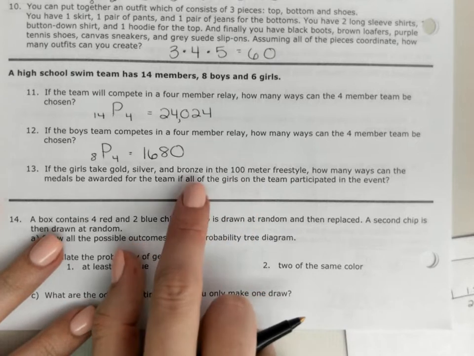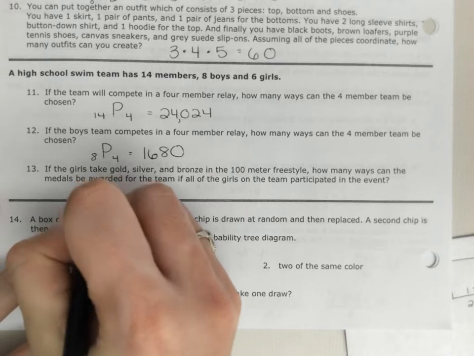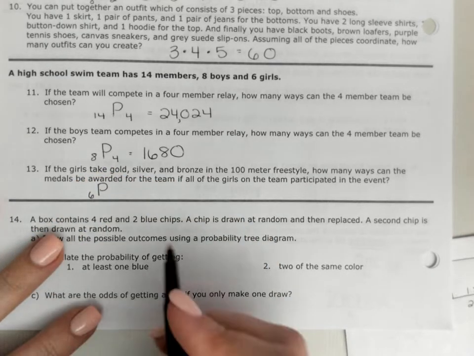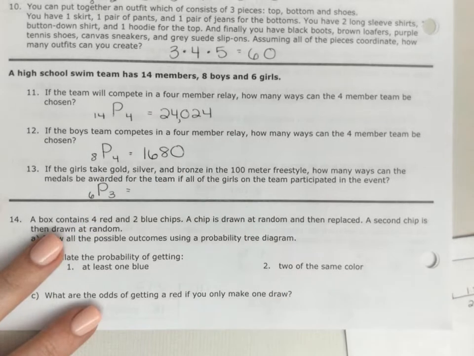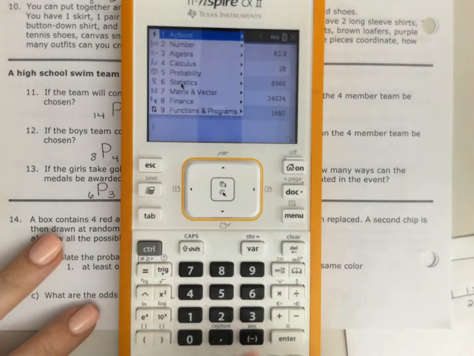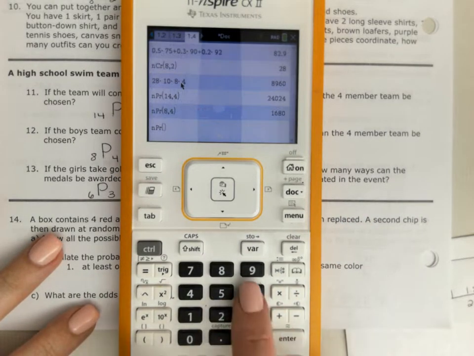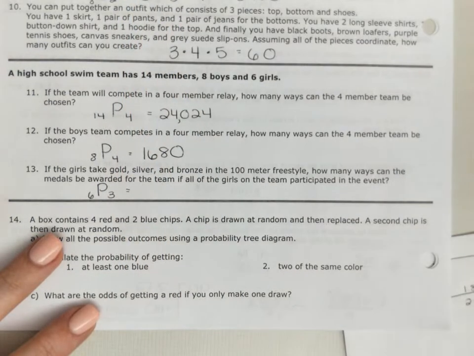If the girls take gold, silver, and bronze in the 100-meter freestyle, how many ways can the medals be awarded for the team if all the girls on the team participated in the event? So you're only looking at the girls, 6. We're assigning a specific award to each one, and there's 1, 2, 3 awards. So Menu, Probability, it's a permutation. Out of 6, we are selecting 3, 120.